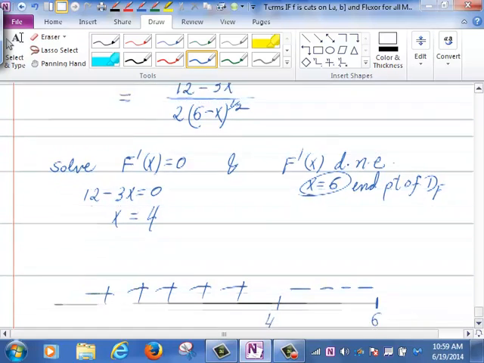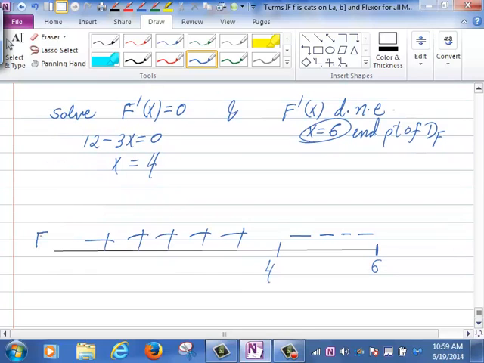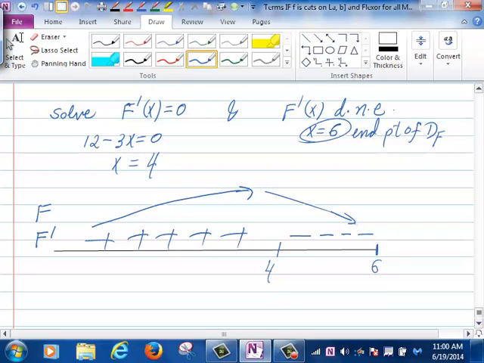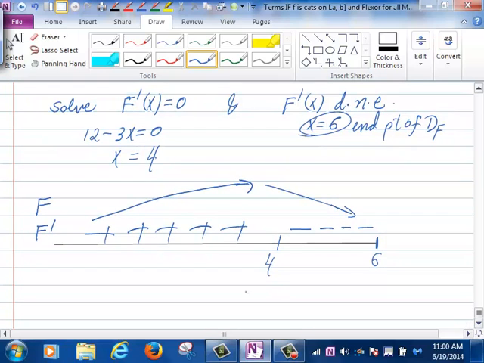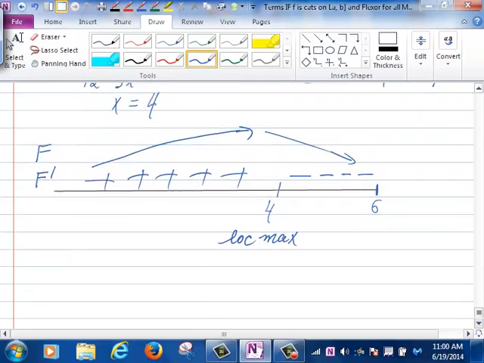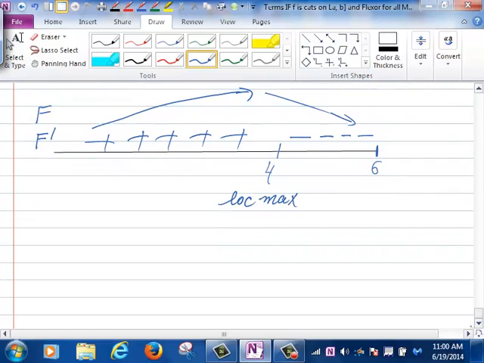So this is the sign graph for the derivative, and the function f is increasing up to 4, and then it decreases after that. And so at 4, what do we have then? We have a local max at 4. Everybody is done with the picture?